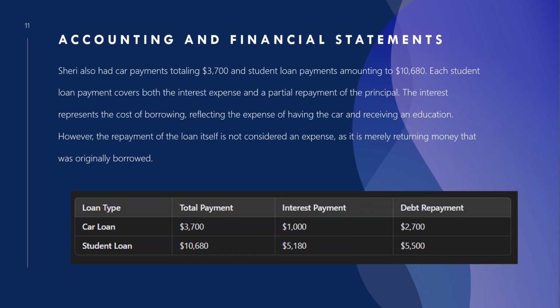Sherry also had car payments totaling $3,700 and student loan payments amounting to $10,680. Each student loan payment covers both the interest expense and a partial repayment of the principal. The interest represents the cost of borrowing, reflecting the expense of having the car and receiving an education. However, the repayment of the loan itself is not considered an expense, as it is merely returning money that was originally borrowed.